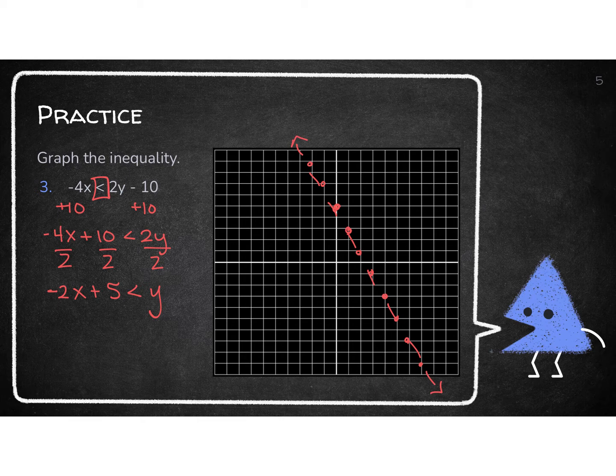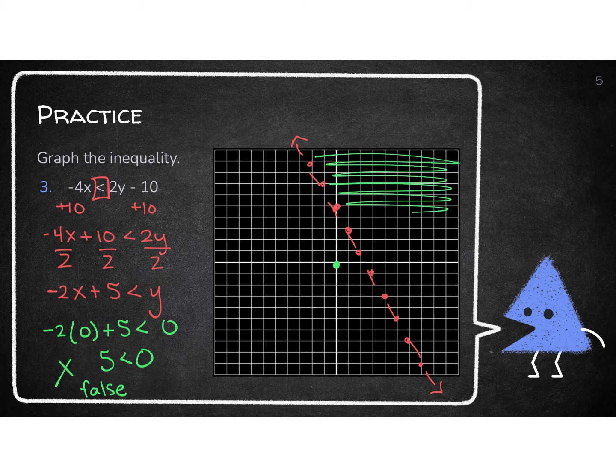So now we're going to plug in that 0, 0, so negative 2 times 0 plus 5. Oops, sorry, that should not be a y. That should be a 0. So negative 2 times 0 plus 5, 5. Is the bigger number being eaten? In this situation, it is not. So I tested this point here, and it was false. So since it is false, I don't want to include that point that I tested. I want the other side.